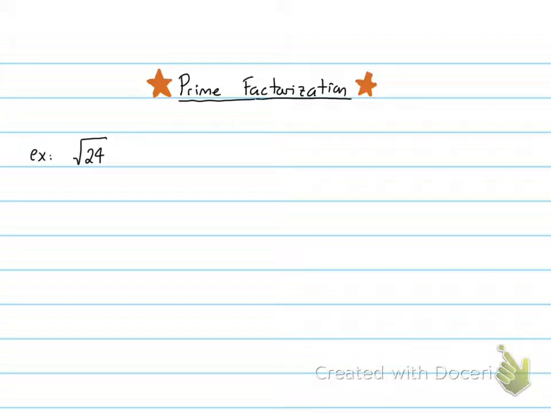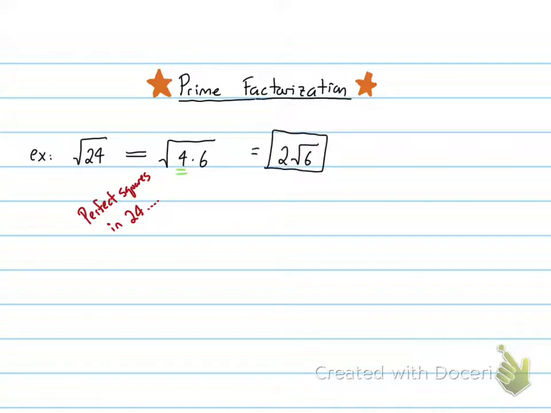If I'm taking the square root, I'm asking myself, what are perfect squares that go into 24? Since we've been working with perfect squares for a while now, since middle school, it's not going to be that hard for you to think of a perfect square that goes into 24. Here, I'd think, okay, I could split this up into 4 and 6. 4 is a perfect square. The square root of 24 simplified is 2 square root of 6, and I'd be done.